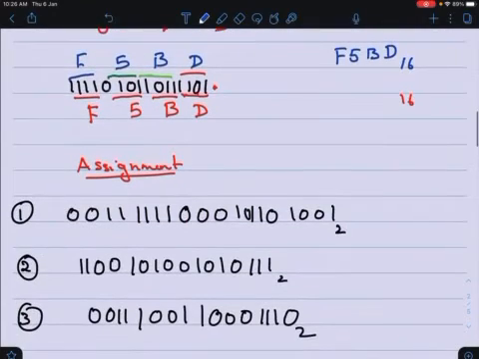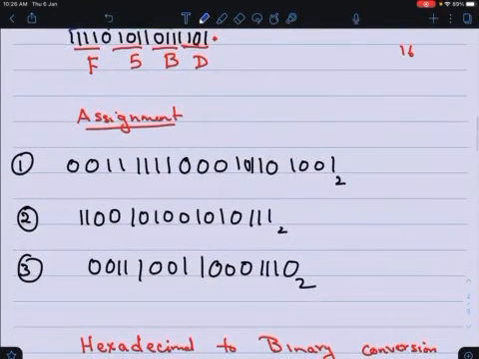Now take the assignment. Please do write this number. Convert it into the hexadecimal number system.